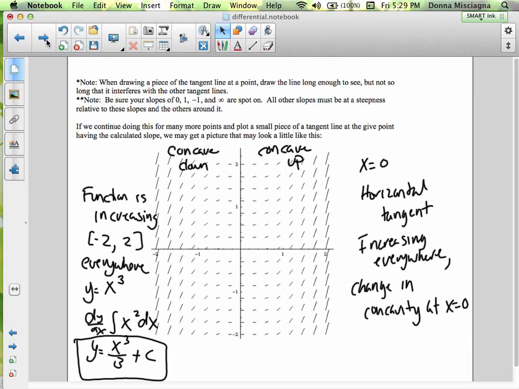I'm going to read in backwards order. When drawing a piece of the tangent line at a point, draw the line long enough to see, but not so long it interferes with the other tangent lines. So you can make them different lengths, just don't make them run into one another. Okay? So here's the exact same function. Here you can see the horizontal tangent at 0, and you can see it on mine from 2 pages ago. It's increasing everywhere, and that's something I pointed out. Let's look at mine in comparison.